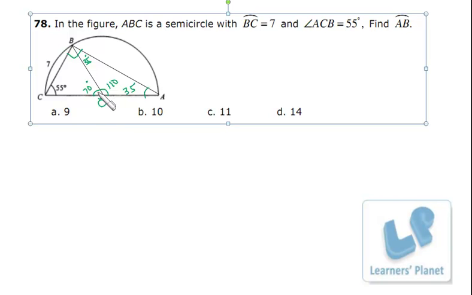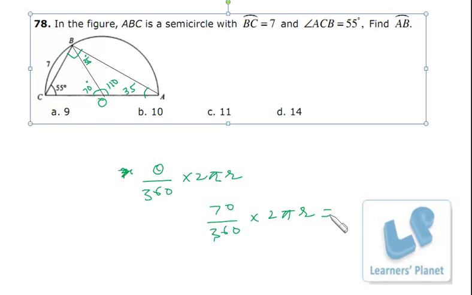Now this arc, the center angle over here is 70 degree and the arc length is 7, right? So we can use the formula theta by 360 into 2 pi r gives the length of the arc, right? This is the arc length formula. We have discussed this so many times. Here theta is 70 degree. So 70 by 360 into 2 pi r is equal to 7, right? So 2 pi r is equal to 36, right?